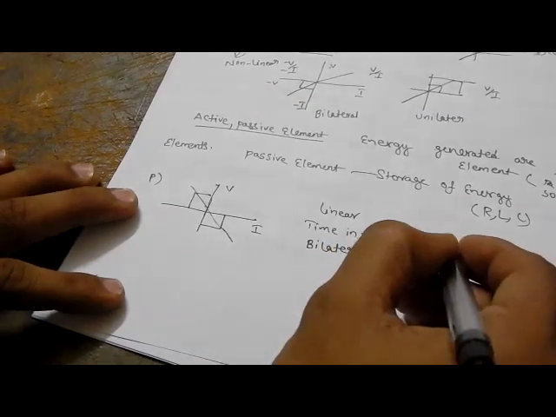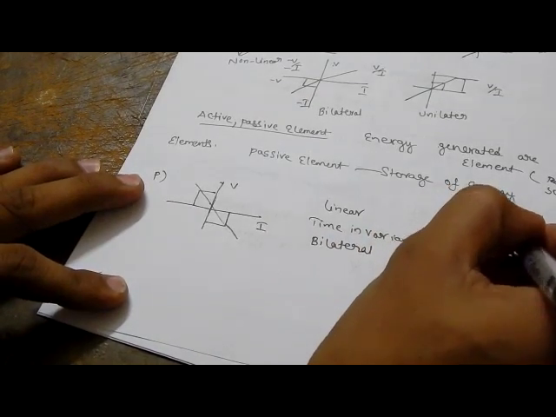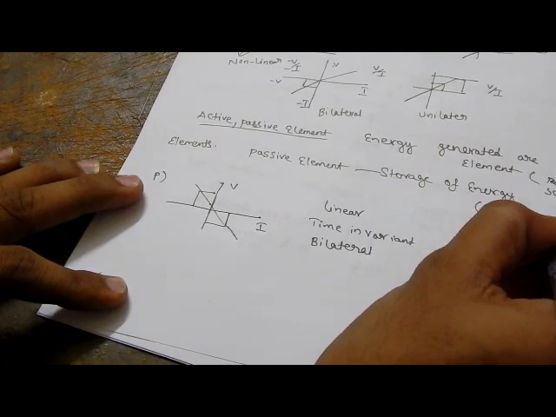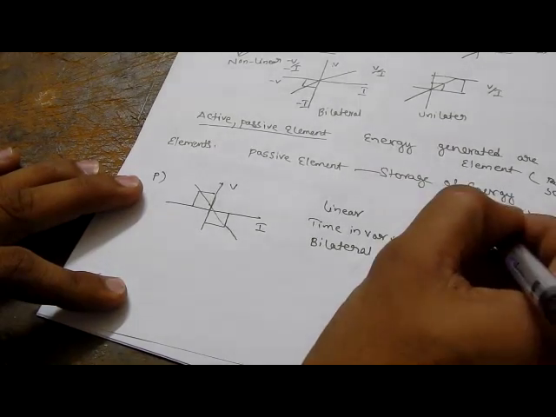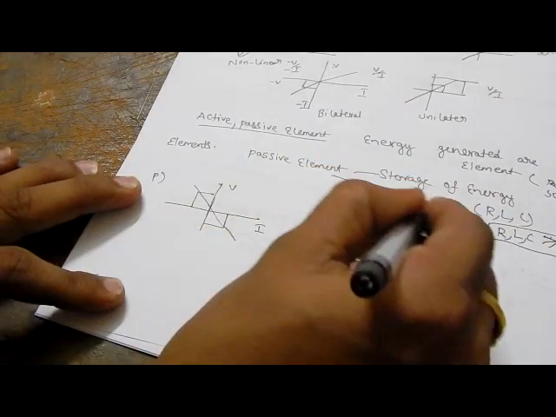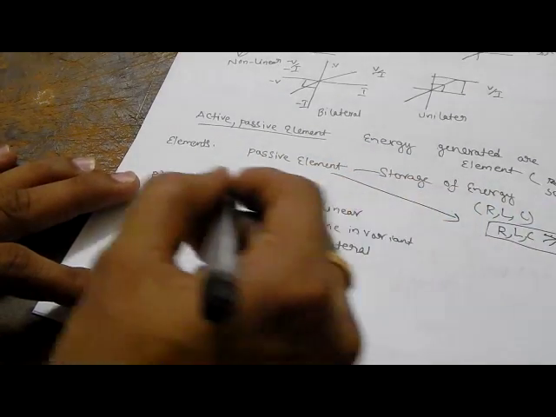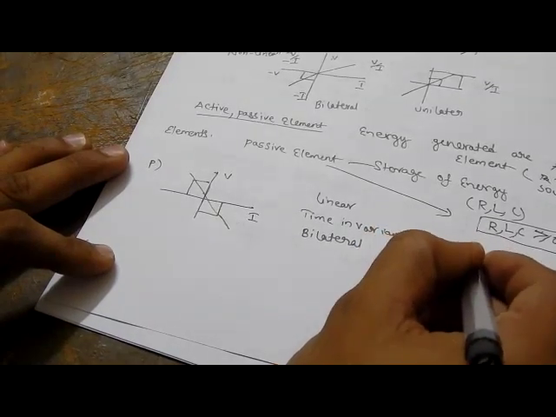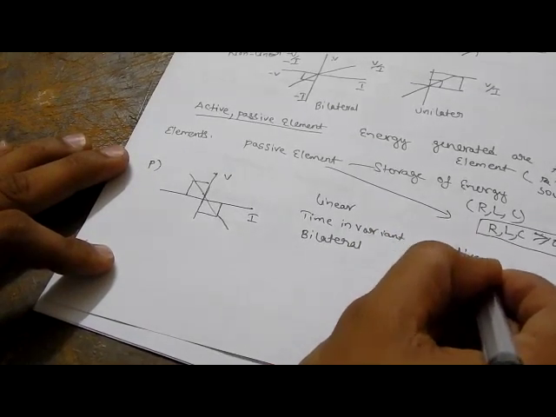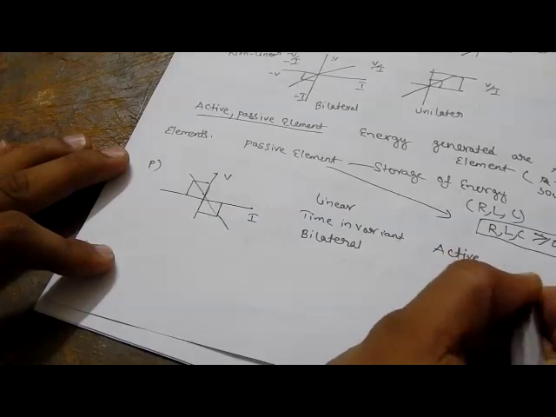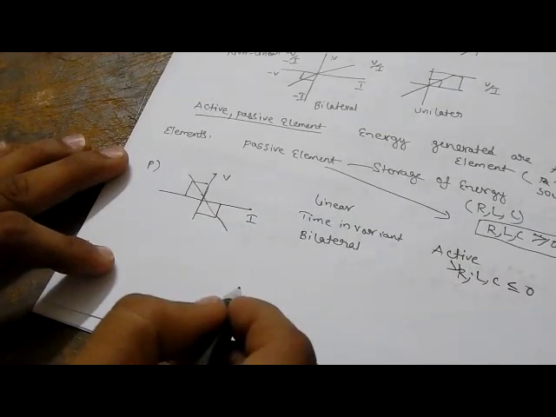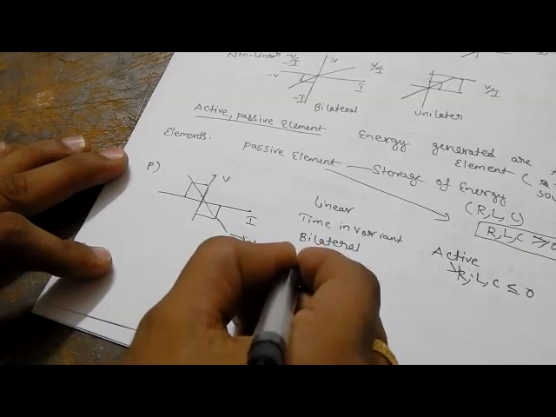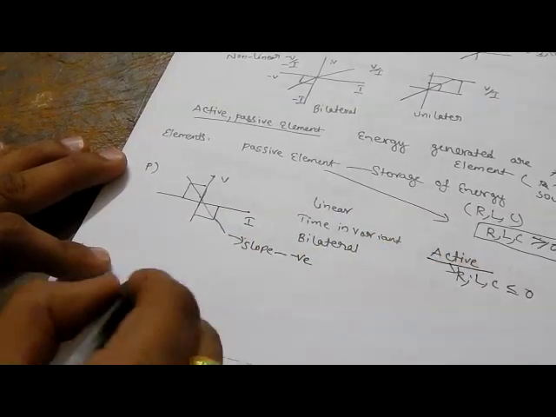Next, is it active or passive? For RLC, when it is greater than or equal to 0, then it is a passive element. When it is less than or equal to 0, it is an active element. Simply I can say that if the slope is negative, it is an active element.